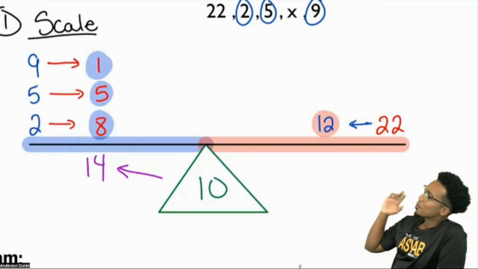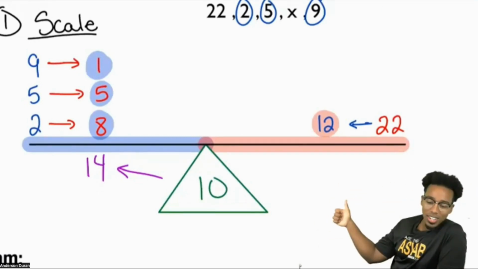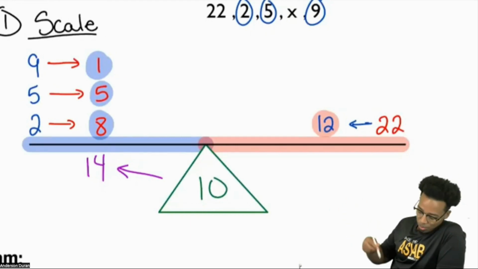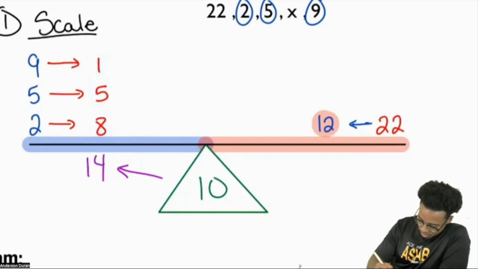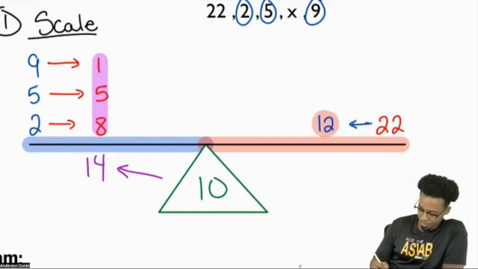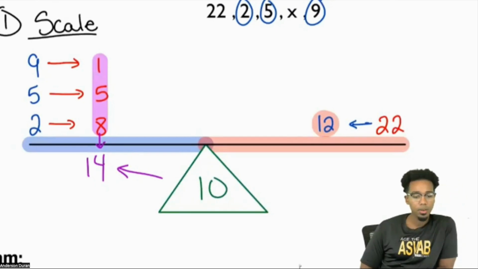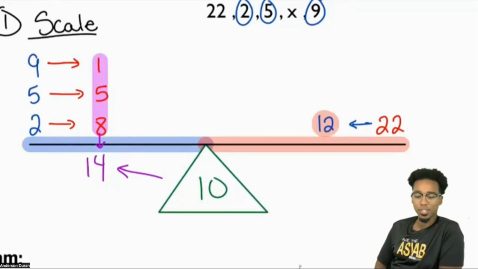So with that, are we good on how we get that 14? We added up 1 plus 5 plus 8. That is a total of 14. Right there, 1 plus 5 plus 8 gives us 14.